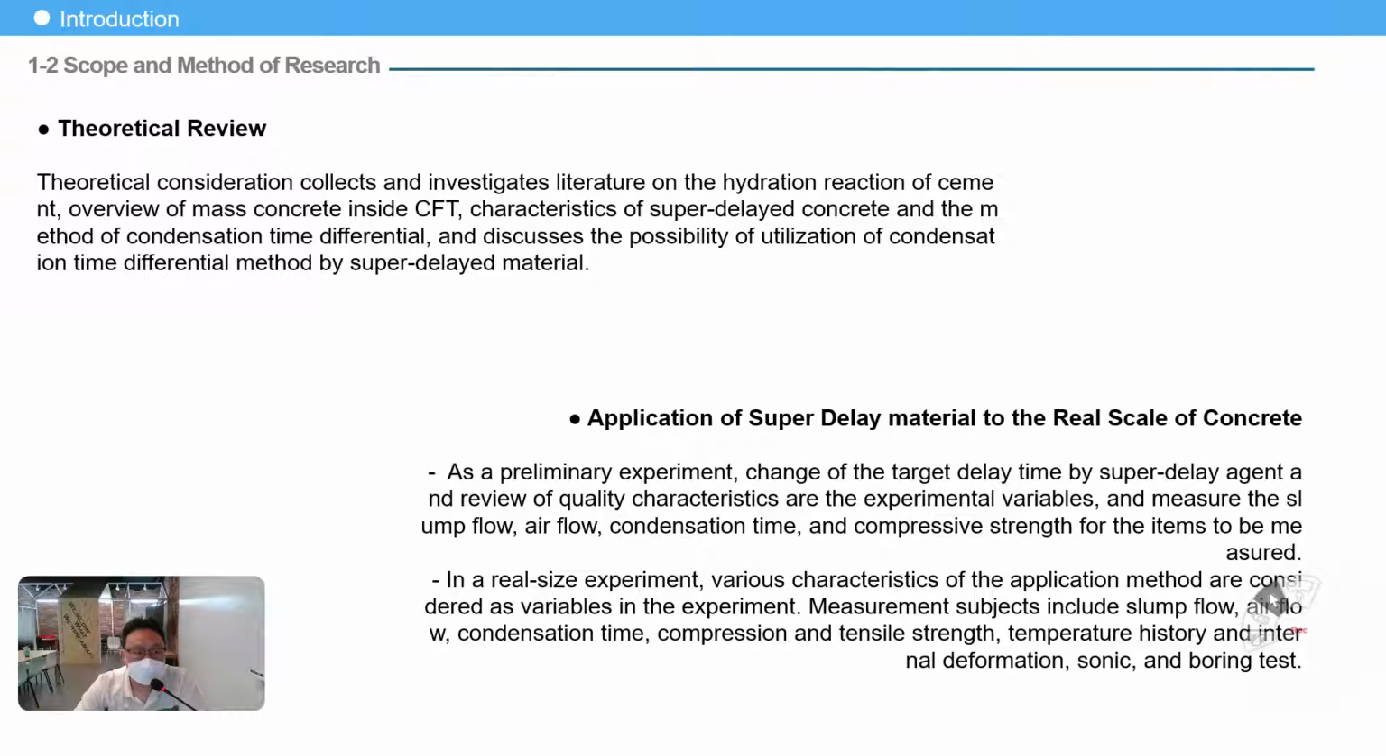This is the scope and method of research. The theoretical part is to collect and investigate literature on the hydration reaction of cement in view of mass concrete inside the CFT, the characteristics of the super-delayed concrete and the method of condensation time differential, and to discuss the possibility of utilization of the condensation time differential method of the super-delayed method. Then, application of the super-delayed material to real scale concrete.